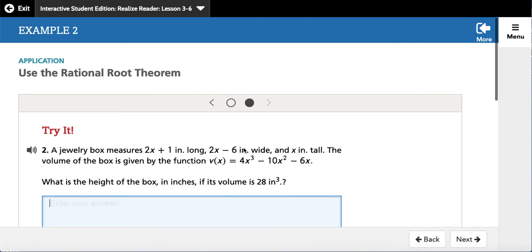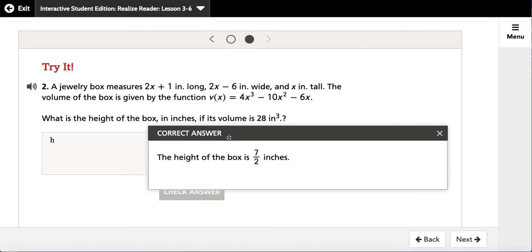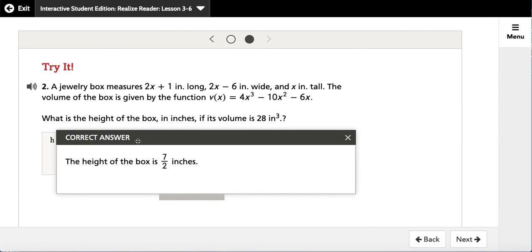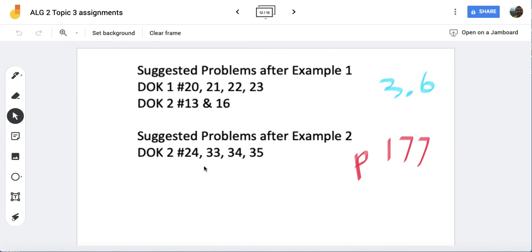Let's go to the answer. Yeah, 7 over 2. So that would have taken me a while before I would have guessed that. Again, I would have used technology and all sorts of stuff to get the answer instead of doing what they did. But using the rational root theorem to solve word problems, it looks like your teacher could assign 24, 33, 34, and 35.